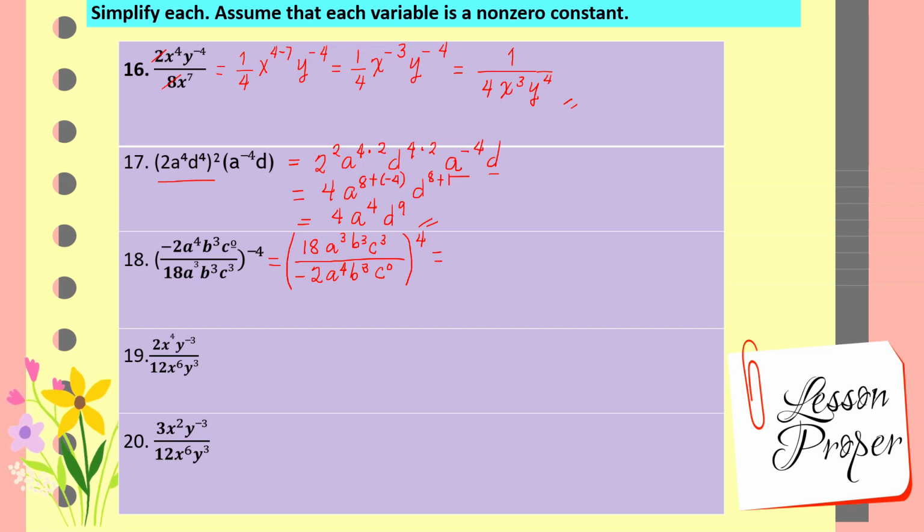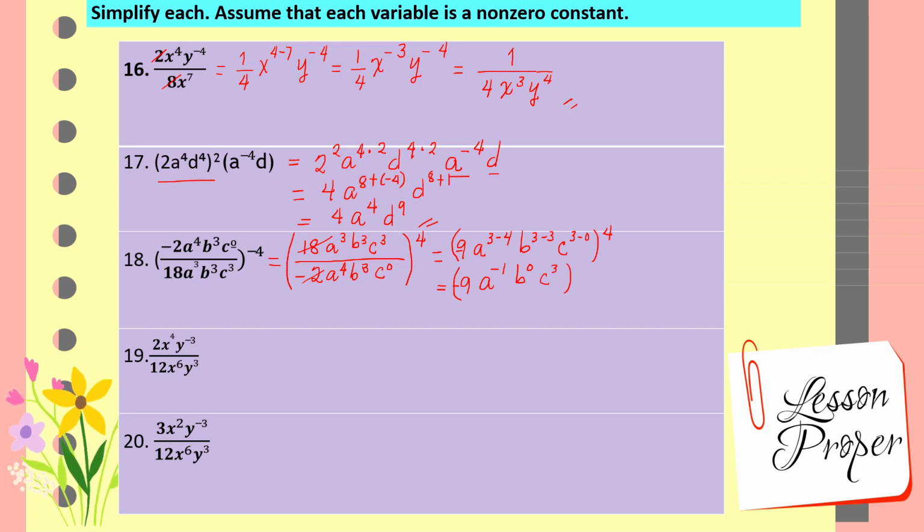Next, isisimplify na natin yung nasa loob. 18 divided by 2 is 9. A, 3 minus 4. We have the quotient rule. B, 3 minus 3. And C, 3 minus 0. Again, hindi pa natin ginagamit yung exponent na 4. So, simplify natin. You will have 9, negative 9. Nakalimutan natin yung negative dito. So, a, 3 minus 4 is negative 1. And then b, raised to 0. And c, raised to 3.